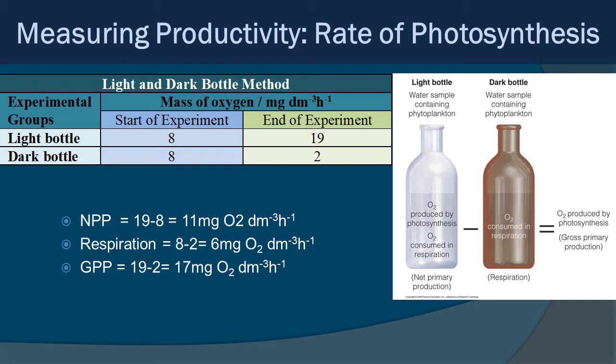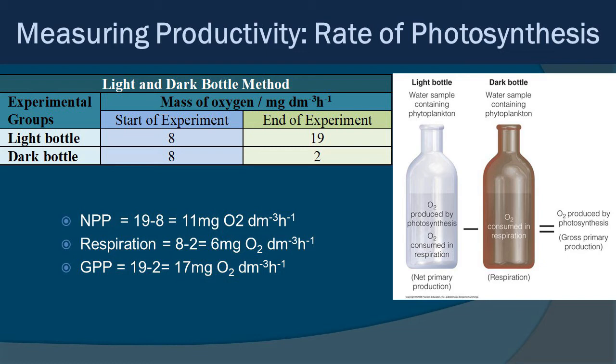Now with this data, we can calculate net primary productivity, respiration, and gross primary productivity. Net primary productivity would be essentially taking the light bottle end results, which would be 19 milligrams of oxygen, and subtracting the initial starting point, which is 8 milligrams, and you get 11 milligrams. That's what's available to the next trophic level, so to speak. Respiration, you would take what you started with, 8 milligrams, and subtract what you ended with in the dark bottle, which is 2 milligrams. So we lost 6 milligrams.